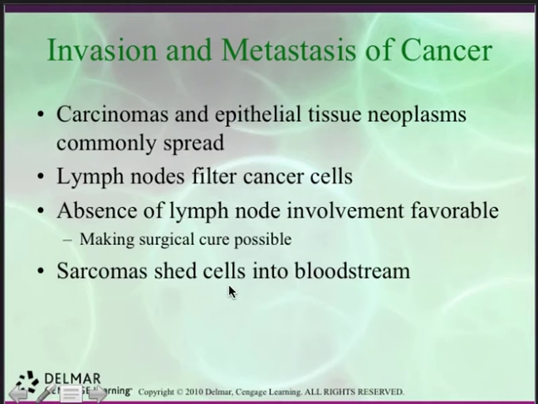Sarcomas have the ability to shed cells into the bloodstream, and if they get into the circulatory system, what can happen is that they can travel all over the body in a relatively short period of time and then begin to set up new sites of metastatic cancer in almost any body compartment, including the nervous system and the bone marrow. So let's take a look at cancer metastasizing.